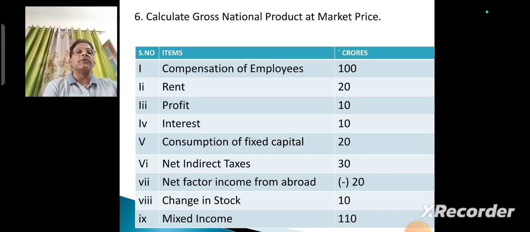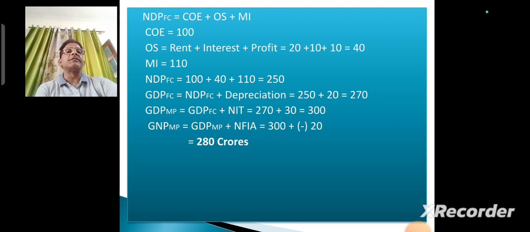Okay, let us see what is there in this question. COE has been given as one head; rent, profit, interest, so these three will give you the operating surplus. And depreciation is there in the form of consumption of fixed capital. NIT is there, NFI is there, change in stock is there. There is no role of change in stock, because change in stock is used in the value added method. So in this question, change in stock may create confusion for the children. The rest of the question is very simple.